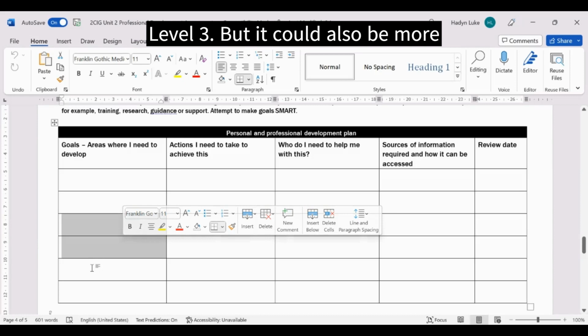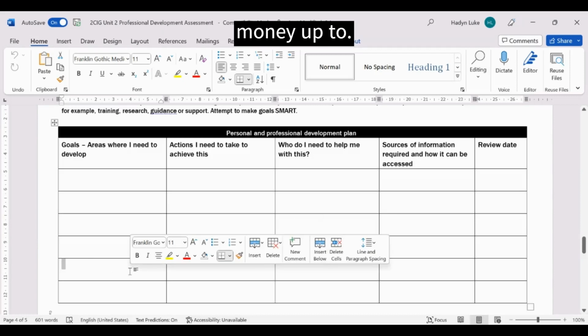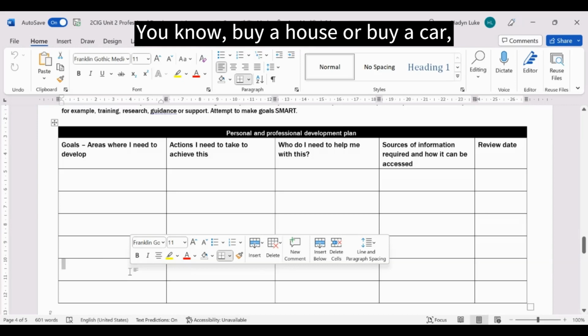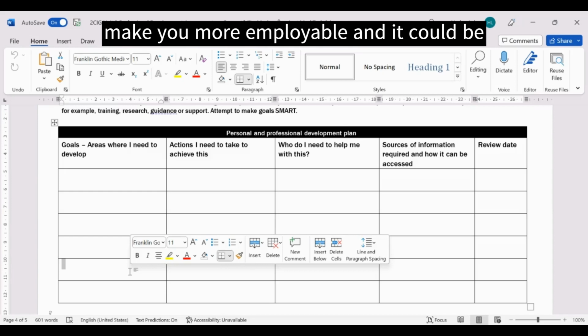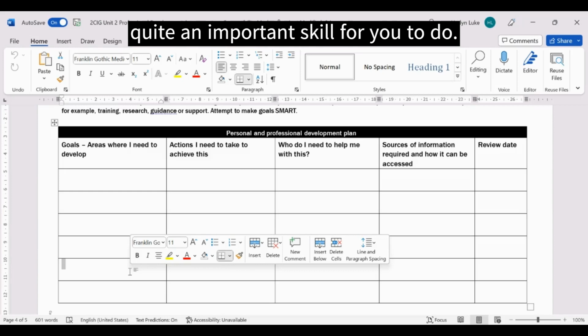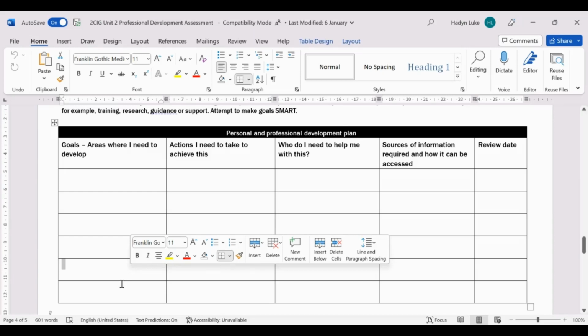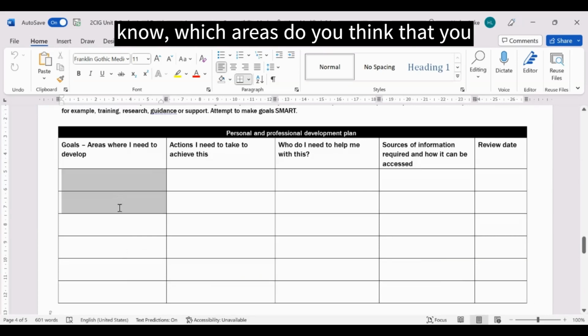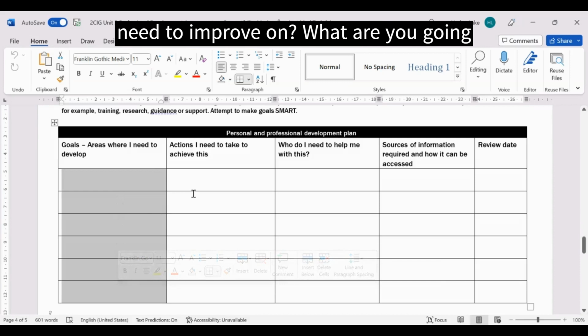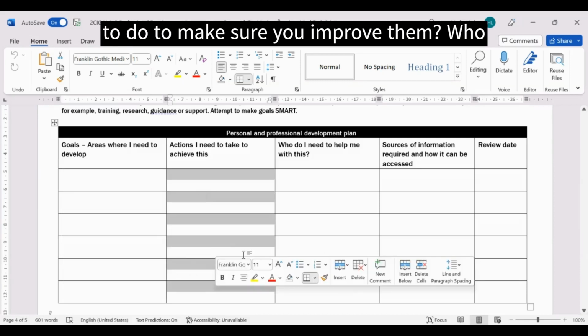But it could also be more personal, whether it's saving up money to buy a house or buy a car, learn how to drive. Those things may make you more employable, and it could be quite an important skill for you to do. Or it could also be things like sales or IT skills and stuff like that. So, which areas do you think that you need to improve on? What are you going to do to make sure you improve them?